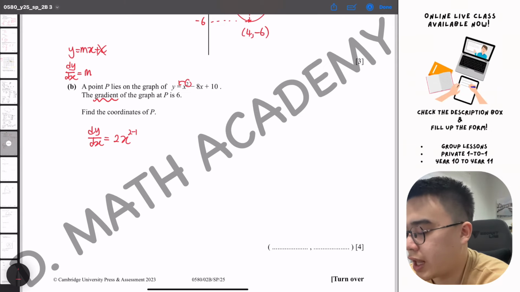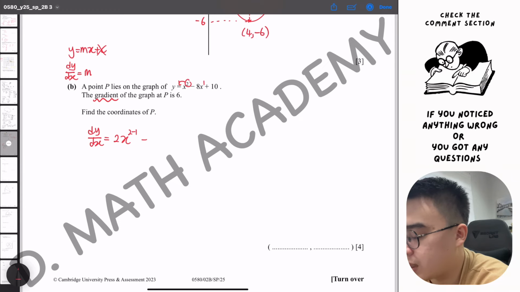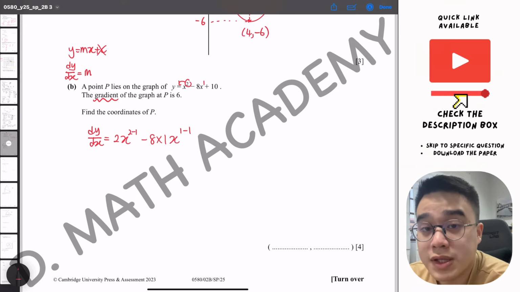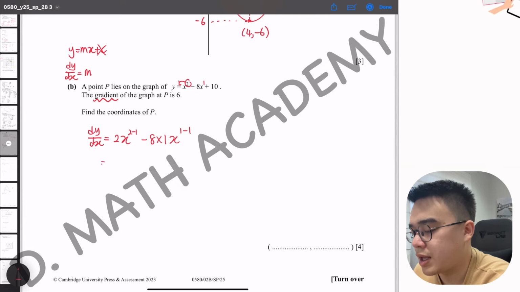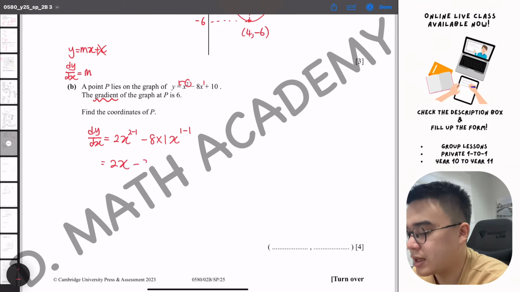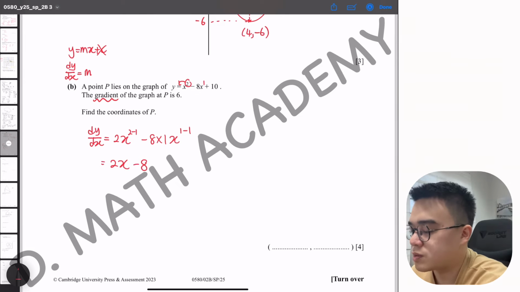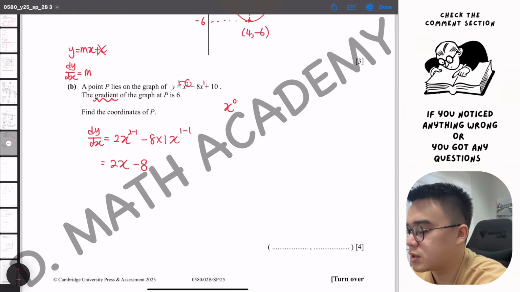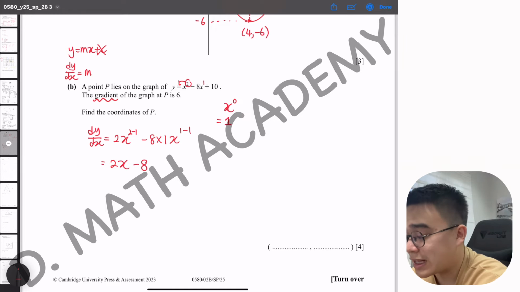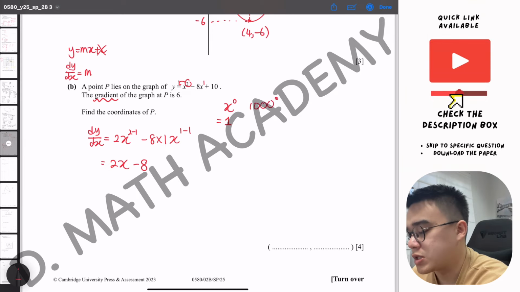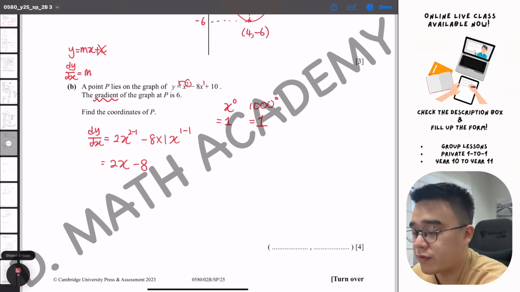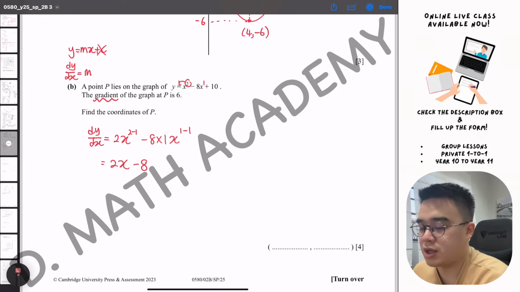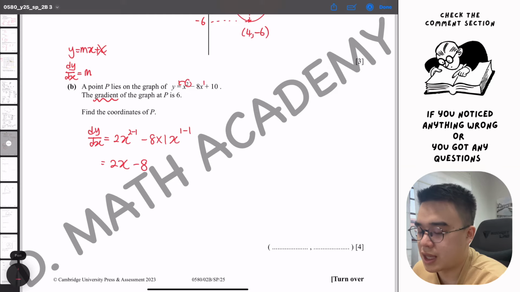So same goes to the 8. If there's nothing there, it means it's a 1. Negative 8 times 1, x to the 1 minus 1. Please take note that if you don't have any unknown, it is ignored automatically, making the answer 2x minus 8. So some students will ask, where did the x go? x to the power of 0 is 1, or basically anything to the power of 0 is 1. If you don't trust me, you can try it out with your calculator. That's how you get your gradient of 2x minus 8.